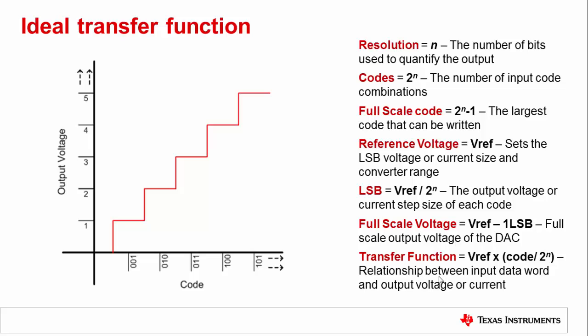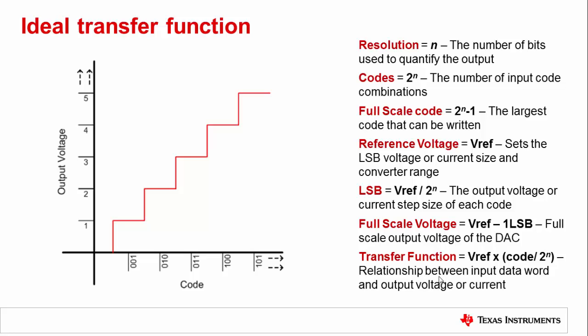Resolution simply describes the number of digital bits available to quantify the input or output signals. For this explanation, we'll define n as the number of bits. The number of bits, or resolution, is directly used in calculating the number of input codes. The number of codes is the number of possible combinations of ones and zeros across all of the converter's bits, which is easily defined as 2 to the n.